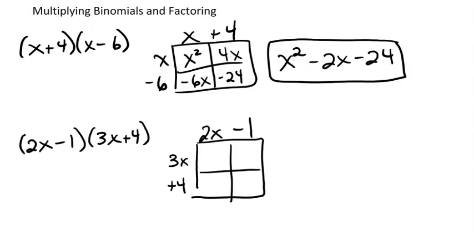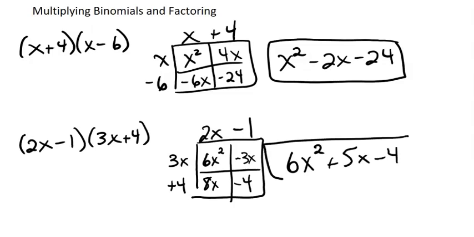So then we're going to multiply. Here we have 2x times 3x, which is 6x squared. 2x times 4 is 8x. In this box, we do 3x times negative 1, so minus 3x. And for this bottom box, minus 4, by multiplying the 4 and the negative 1. Then we take what's inside and we combine like terms. So we have 6x squared, then we have plus 5x, and minus 4.